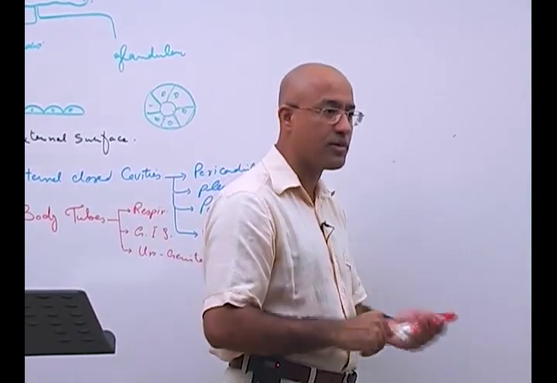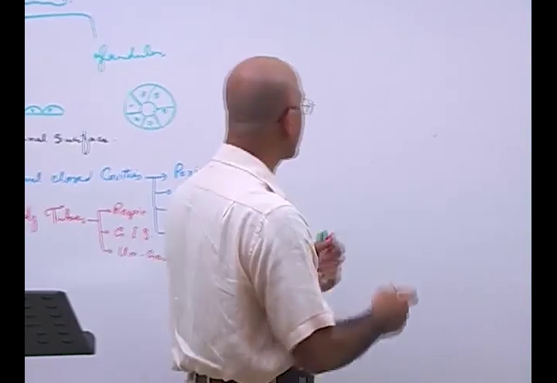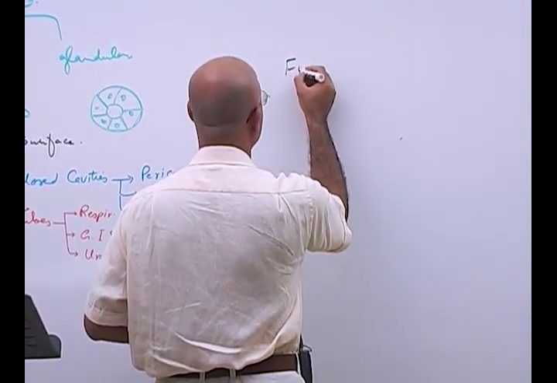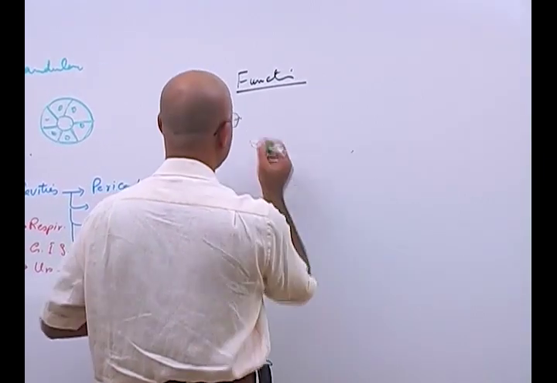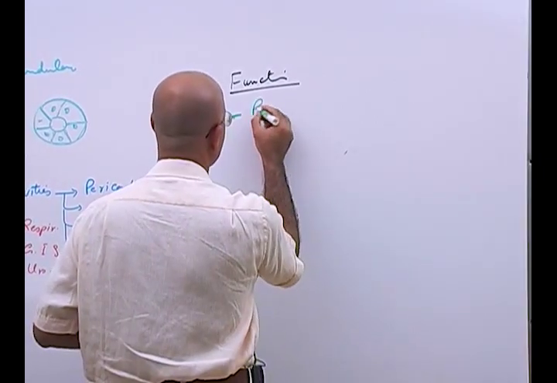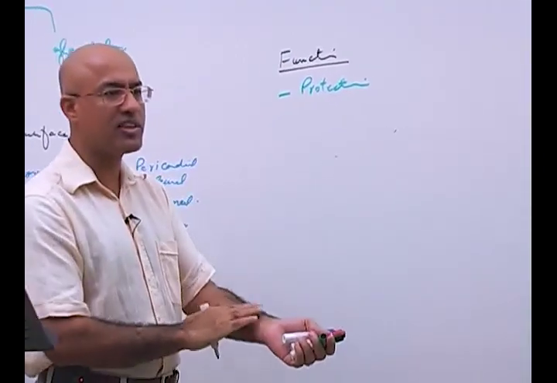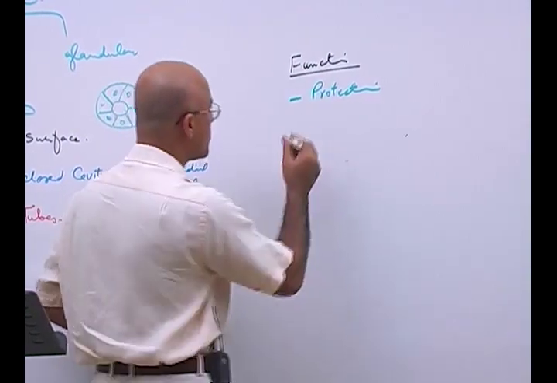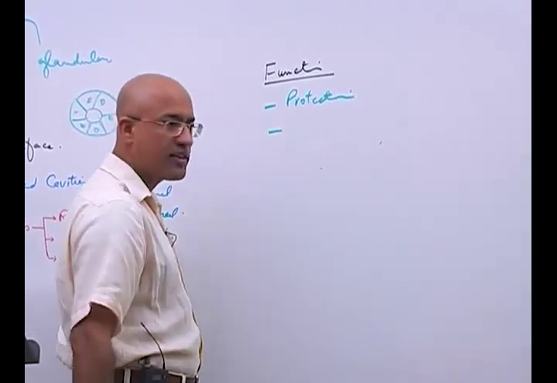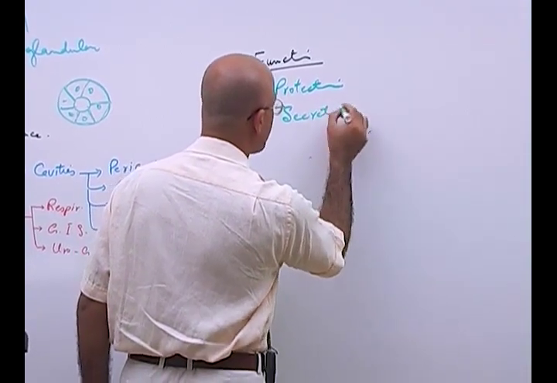What are the basic functions? Of course, number one is protection. Skin protects you. So when we talk about the function of epithelial tissue, number one is the protective function. For example, epithelium on the skin, which is the epidermis, protects you from abrasion or injury. Second is secretions. Epithelial cells also produce secretions.